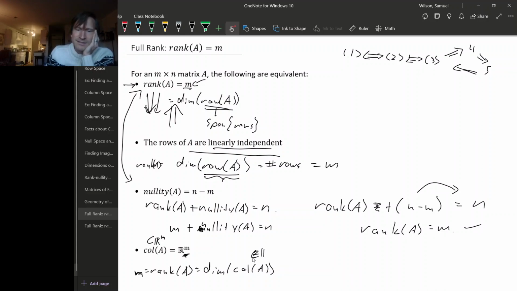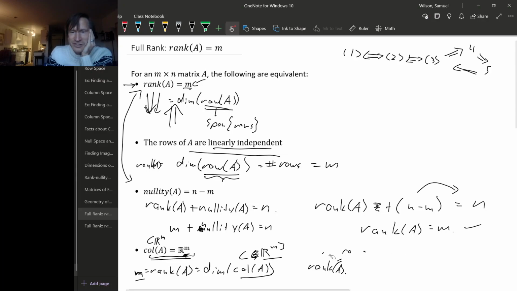But the column space is contained in Rm. If you have a space of dimension m in a space of dimension m, those have to be the same. That's something that we proved when we were looking at linear independence and bases. So since we have this column space of dimension m inside Rm, the column space has to be all of Rm, and that is what we wanted to prove. Now we want to assume that the column space is all of Rm.